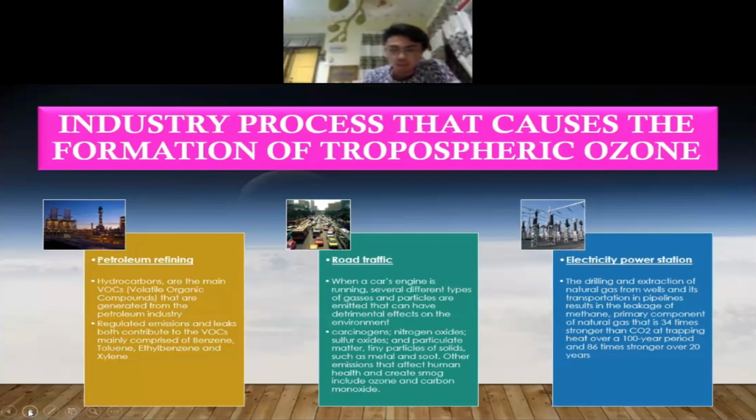And the third one is the electricity power station. In the electricity power station, I will focus only on using natural gases. The drilling and extraction of natural gas from wells and its transportation in pipelines results in leakage of methane. The primary component of natural gas is 34 times stronger than CO2 at trapping heat, and it is 86 times stronger over 20 years. Okay, that's all from me.